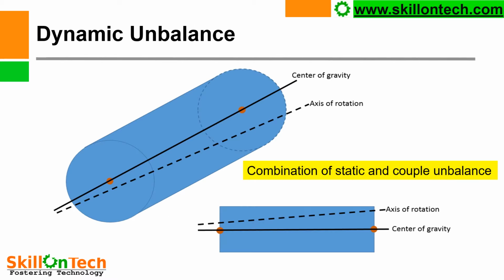Here you can see a dynamic unbalance condition where the center of gravity and axis of rotation are neither intersecting nor parallel. So there are two different unbalanced masses in two different planes. So this is a condition of dynamic unbalance where a static unbalance as well as couple unbalance exist.